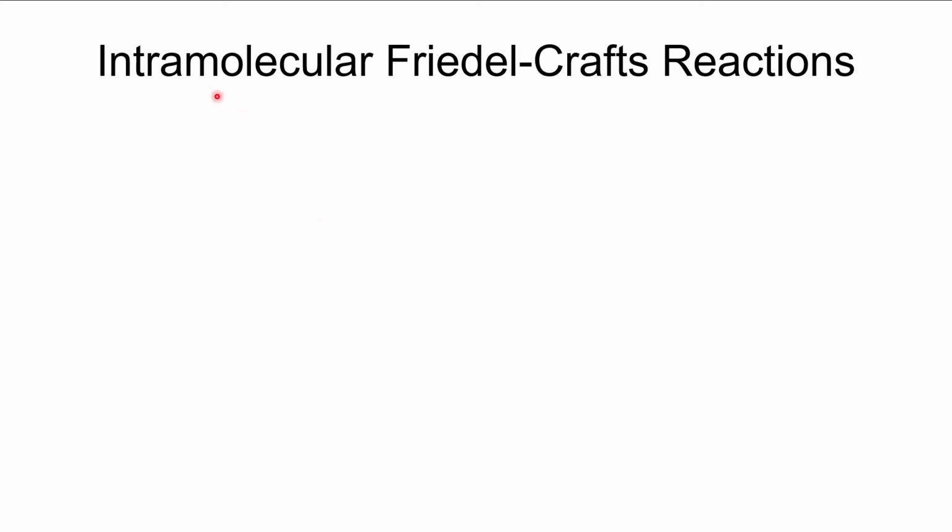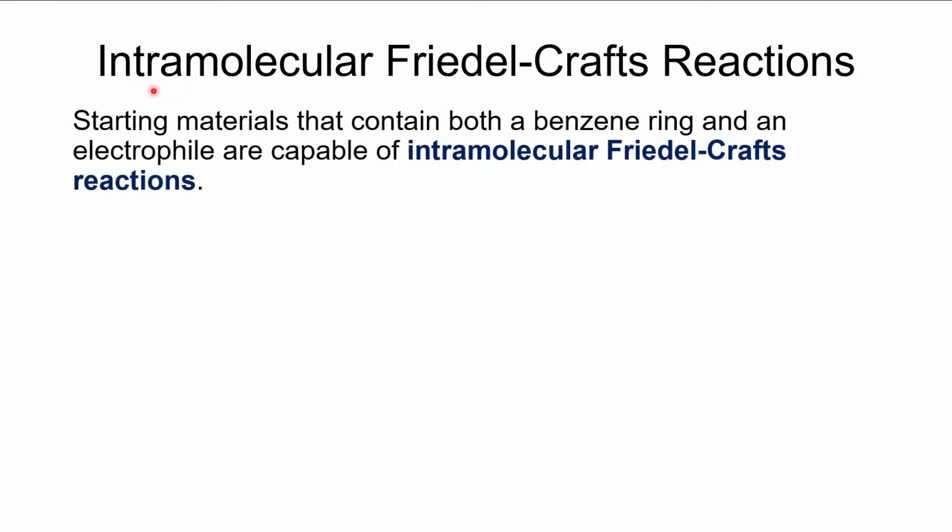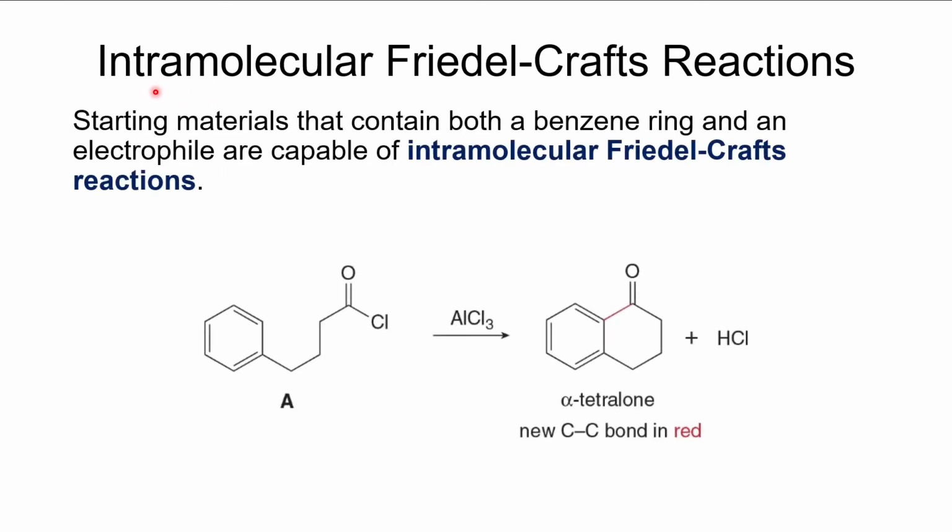All right, so now for intramolecular Friedel-Crafts. Intra means within. If we have both the aromatic ring and an acid chloride present in the same compound, we can treat that compound with aluminum chloride and do intramolecular Friedel-Crafts reactions. In doing so, it has to form a ring that's possible. So usually it just goes here on the adjacent carbon.